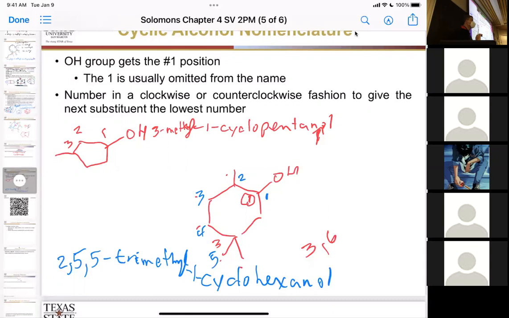Questions on that? Yes. What if there are 2 alcohols on the same one? That's a great question. We actually have a slide for that. Hold on. Okay. We do have a rule for that, and I want to do that.